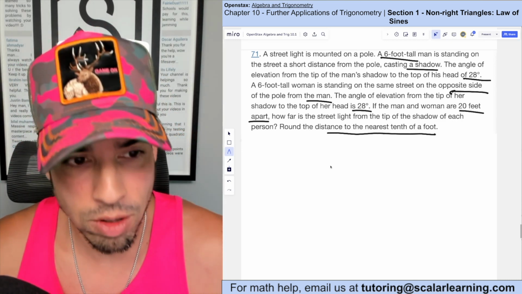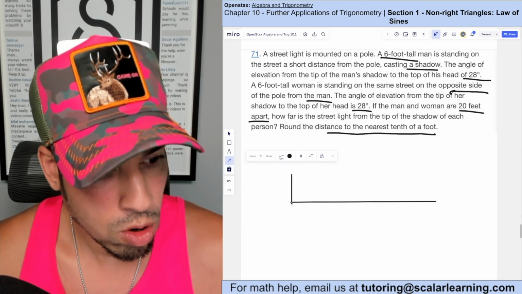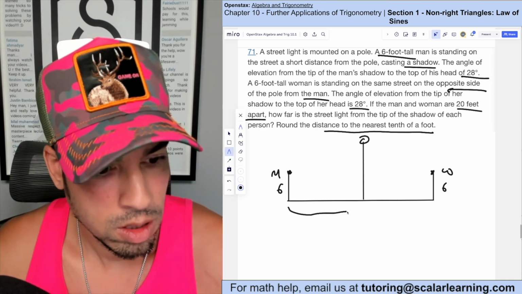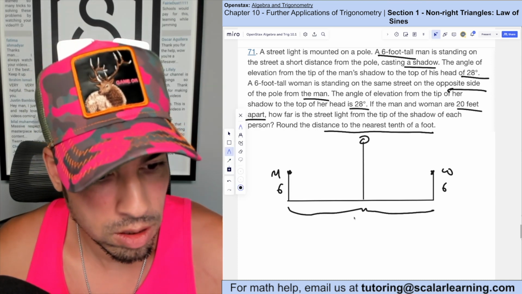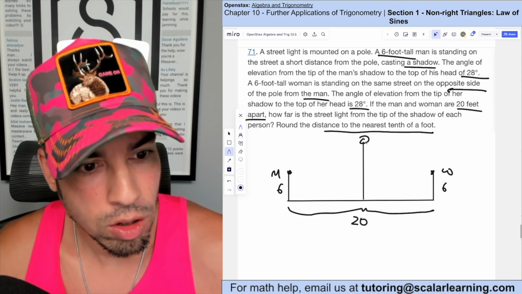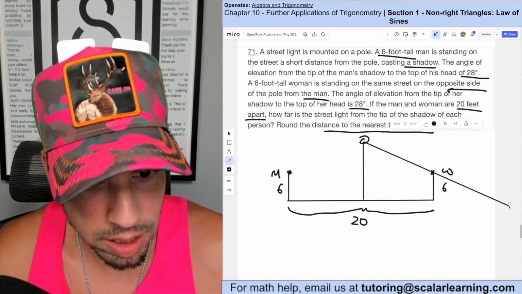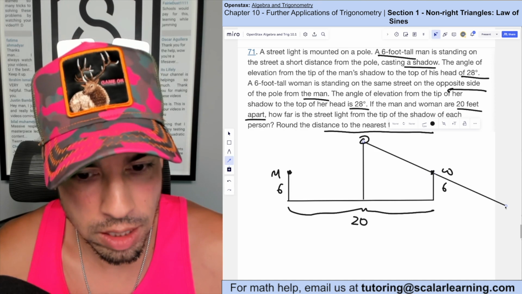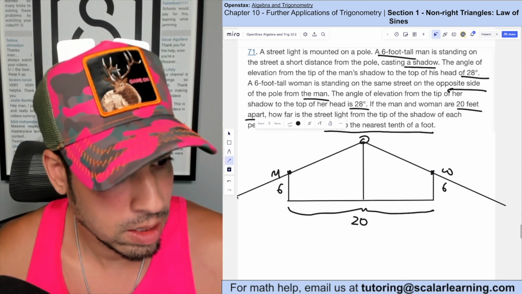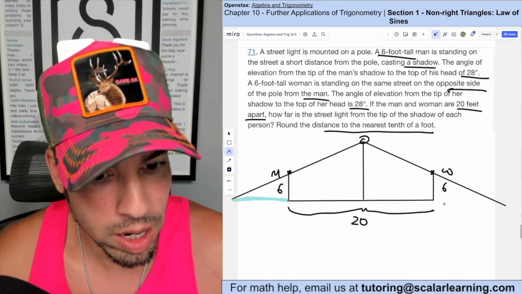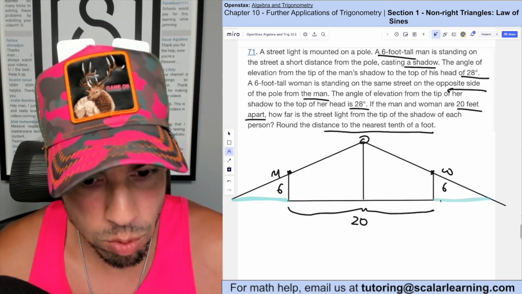Okay, we need a diagram. So first of all, we have a 6-foot tall man and woman, and then we need the lamppost that is in the middle. This entire distance is 20 feet. And then we need to look at the shadow, right? So the shadow is coming as this street lamp kind of casts a shadow coming down like so. And same thing coming this way as well. So the shadow would be this section right here, right? And the same thing here, the shadow would be this section.